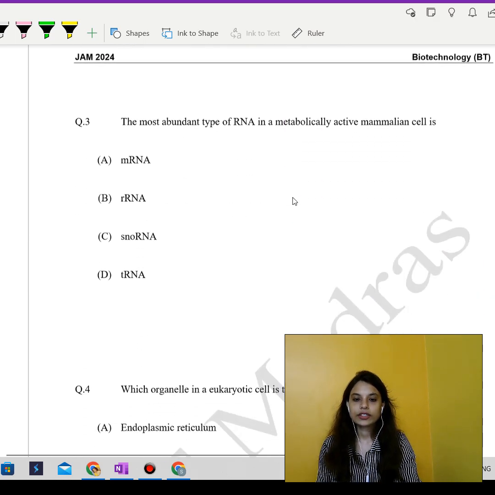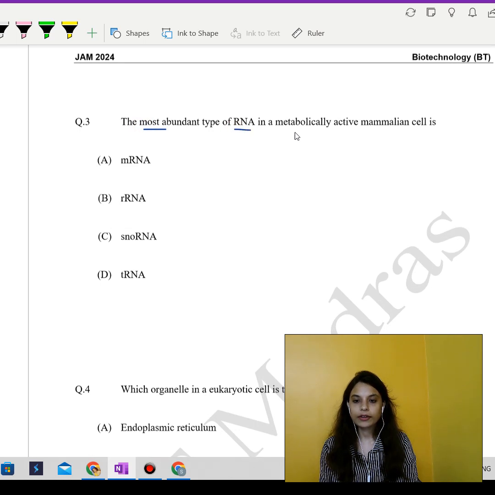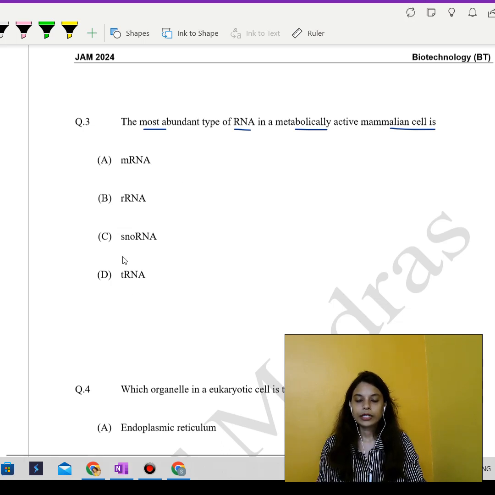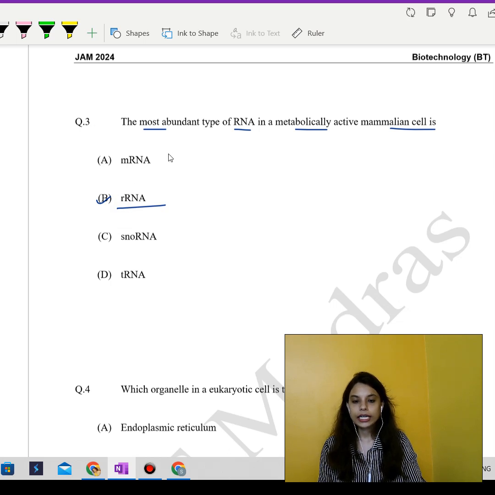Our next question: the most abundant type of RNA in a metabolically active mammalian cell is which one? It would be rRNA, that is option B. Now, let's start discussing the other options also. Starting with mRNA, which we call the messenger RNA.